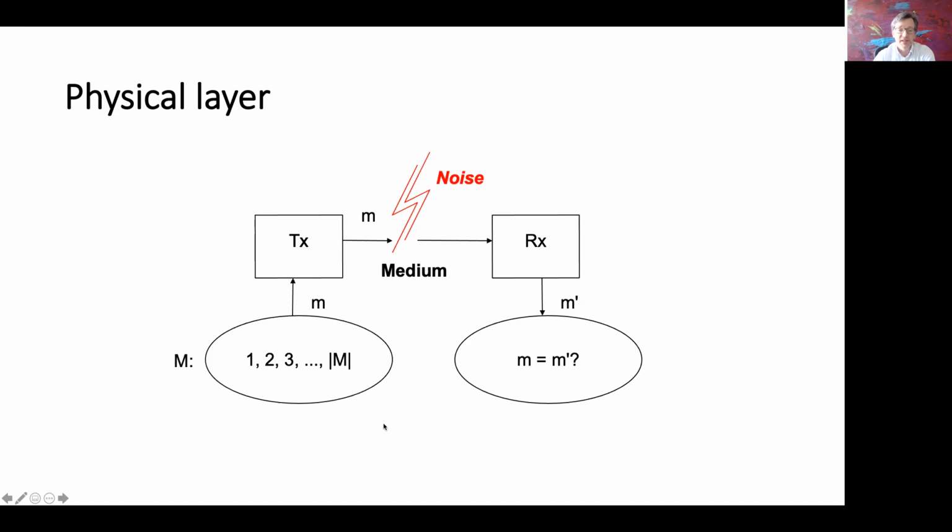And what's interesting about this is that I didn't say anything about the physical mechanism by which the medium operates, or the transmitter or the receiver. As long as I can pick a message and encode it somehow, the medium is abstract.